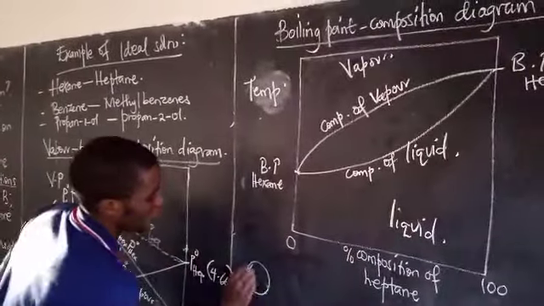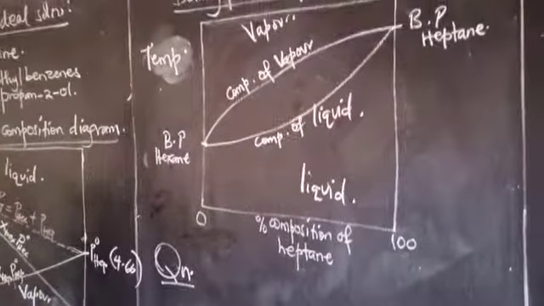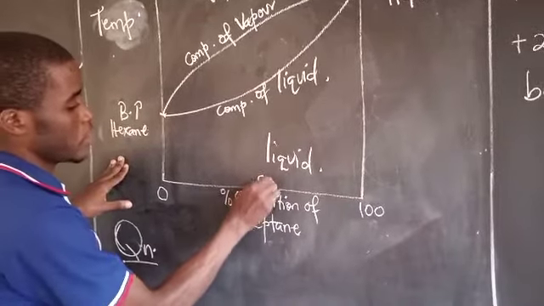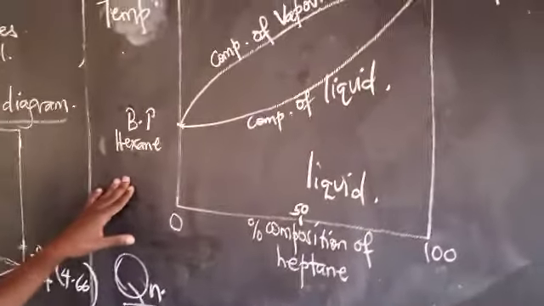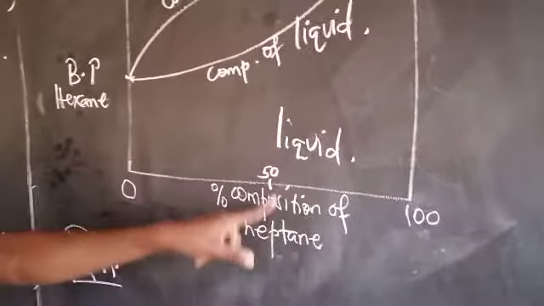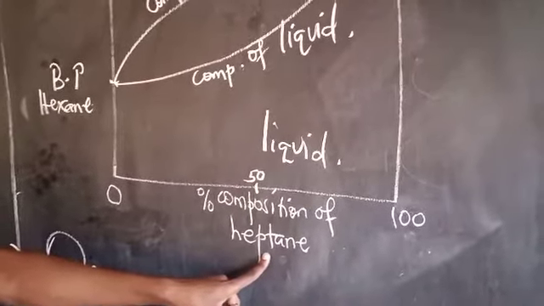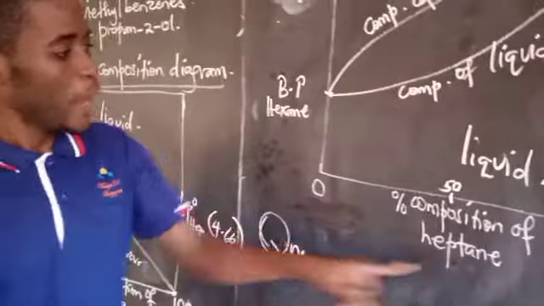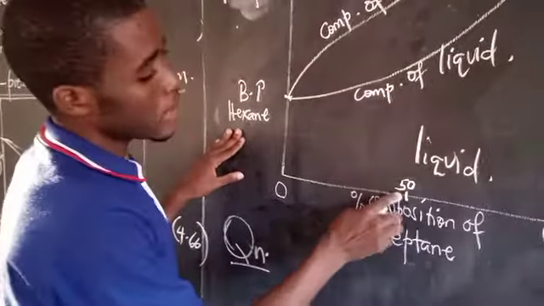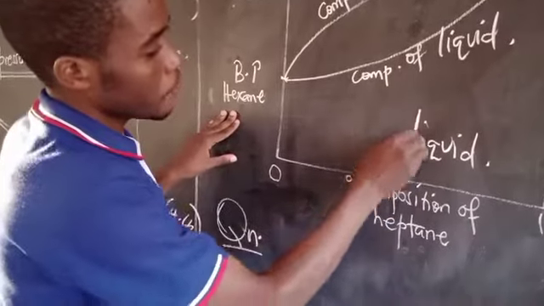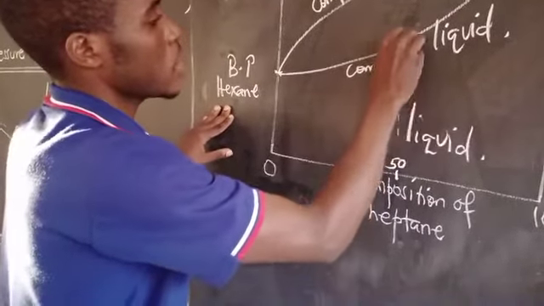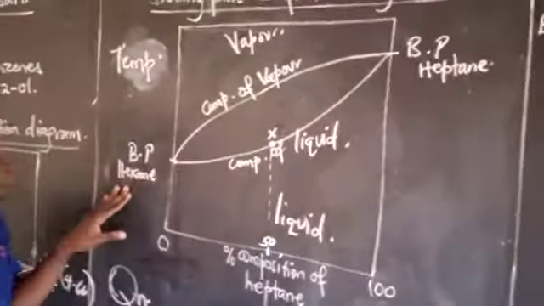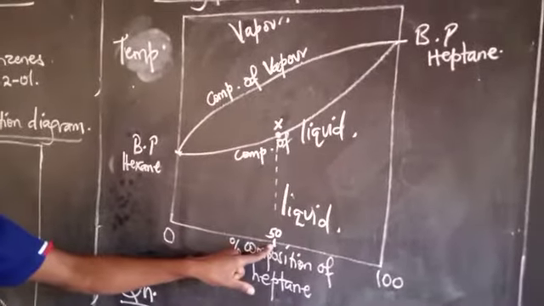I have a simple question for you. Assume that this is the 50% mark. This is mark 50. Such that if you have here 50, then it is 50% heptane. An indicator that it must be 50% hexane as well. When you get this mixture, it means that its liquid composition is X. The composition of that liquid is X.